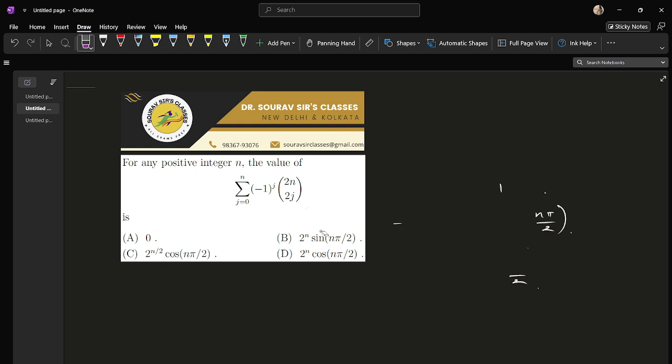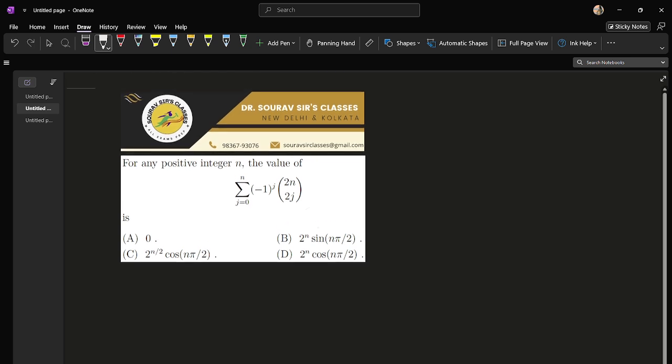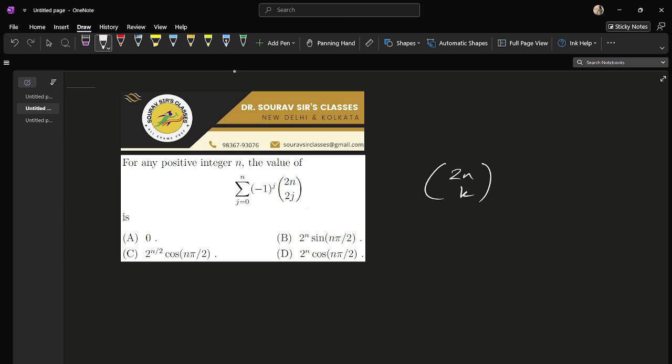Okay, so what can be done here? We are given the following sum to evaluate: the summation j equals 0 to n of minus 1 to the power j, 2n chooses 2j. This is a sum of binomial coefficients of 2n chooses k, with alternating signs.